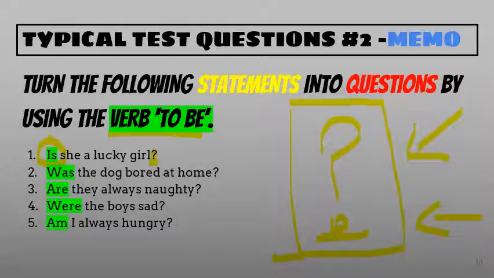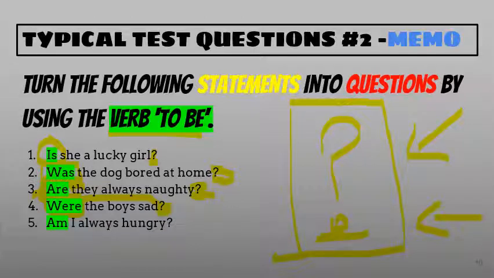My second statement was the dog was bored at home. So now I have to start with my verb to be. Was the dog bored at home? Question mark. My third statement was they are always naughty. There is my example. Are they always naughty? Question mark. Number 4, the boys were sad. Were the boys sad? Question mark.